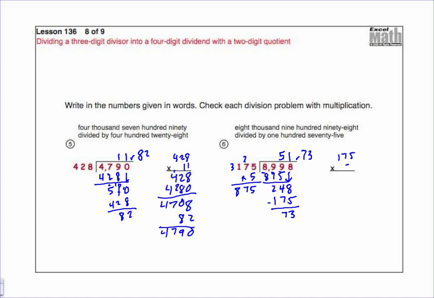175 times 51. Well, we know what 175 times 1 is. Put the 175, the placeholder. 5 times 5 is 25. Carry the 2. 7 times 5 is 35, plus 2 is 37. And 1 times 5 plus 3 is 8. 5, 12, 9, 8. And then add our remainder. And we get 8,998.